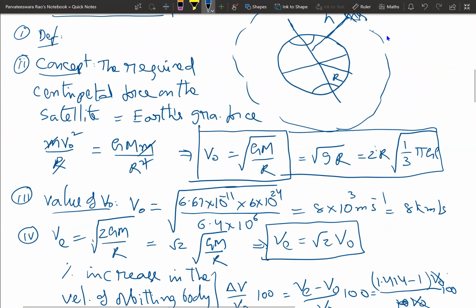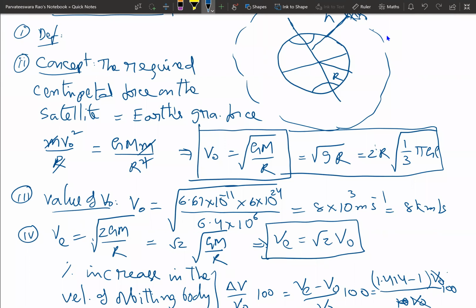Next, coming to orbital velocity. V naught varies directly as root of M by R. V naught varies directly as root GR. And V naught varies directly as R into root rho. Right?